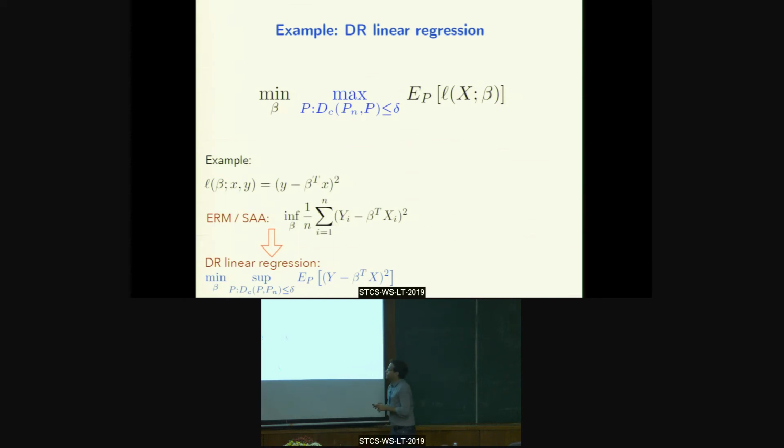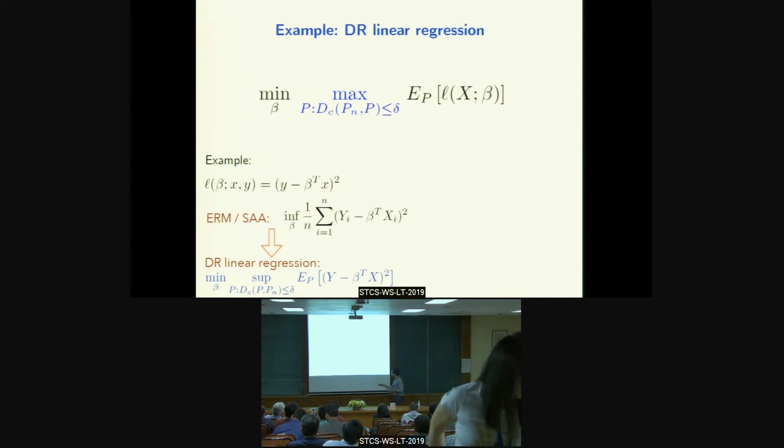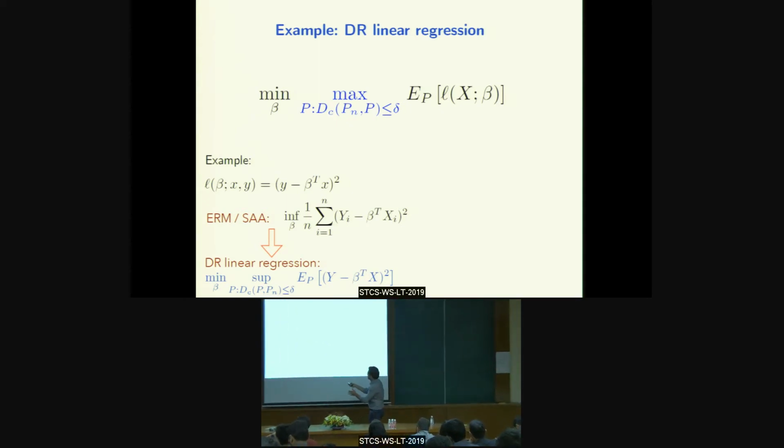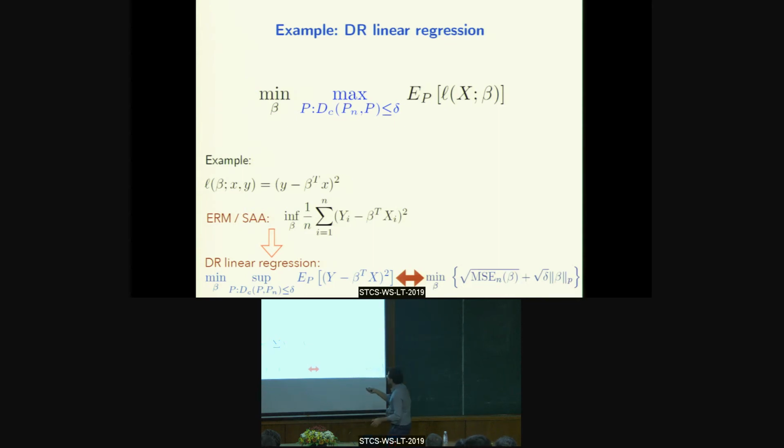That's all. Interestingly, you may wonder, is this problem easy to solve? In our particular example, we showed that, exploiting a structure in the problem, this is indeed equal to minimizing mean square error plus a norm regularization term. So the distributionally robust linear regression problem actually turns out to be something which is well known and popularly adopted in practice, called square root lasso.